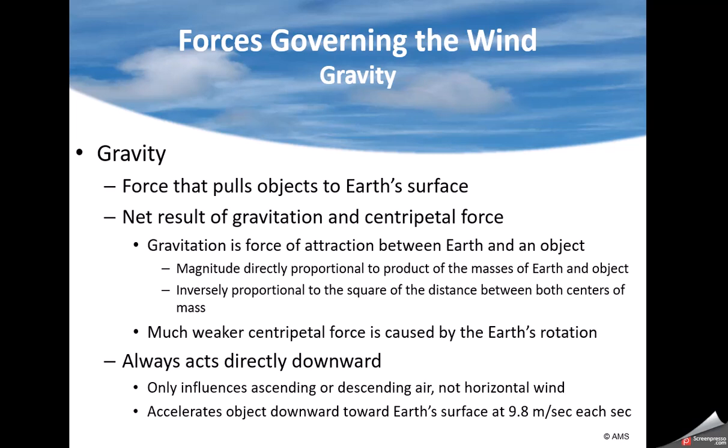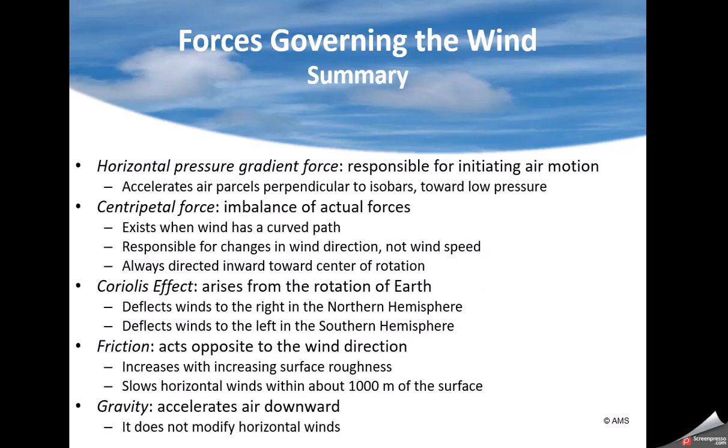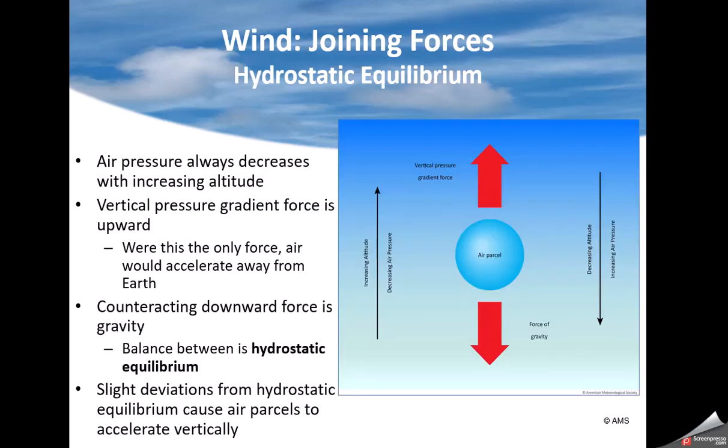Interestingly, because we have a rotating Earth, there's a second force for gravity on Earth called the centripetal force. It's very, very tiny in proportion to gravity, but it's there. So there's actually gravitation and centripetal force that helps to keep objects back towards the Earth. So all of these work together to move the air.